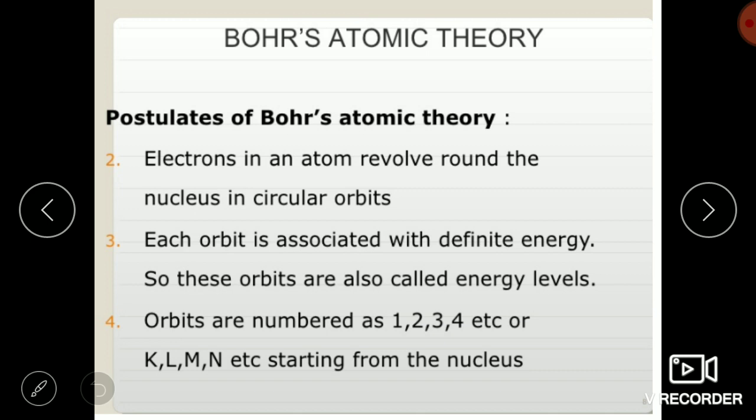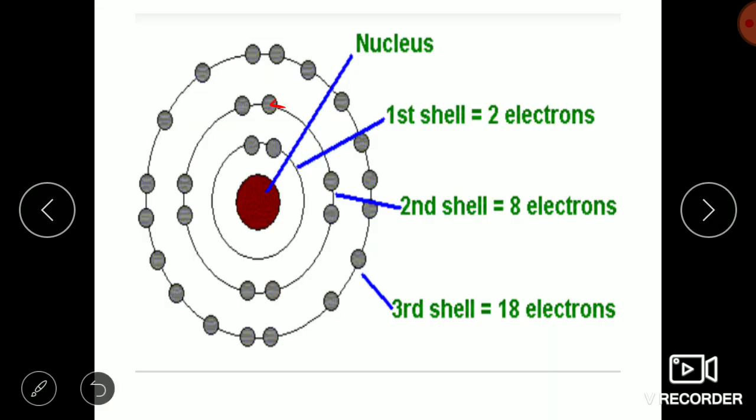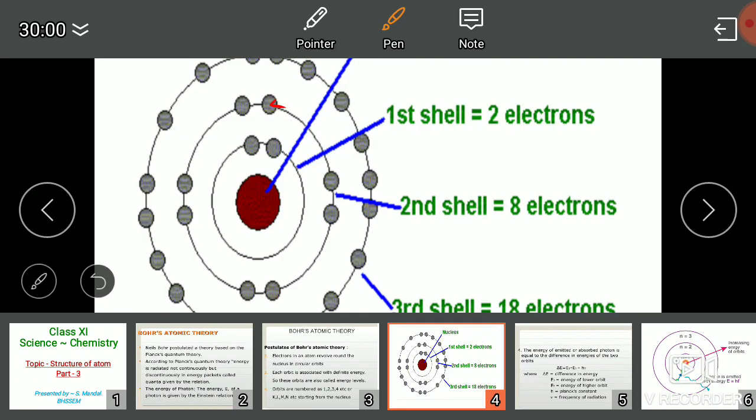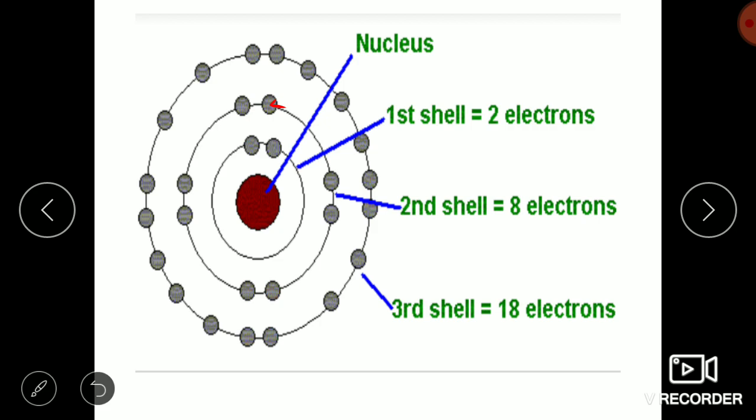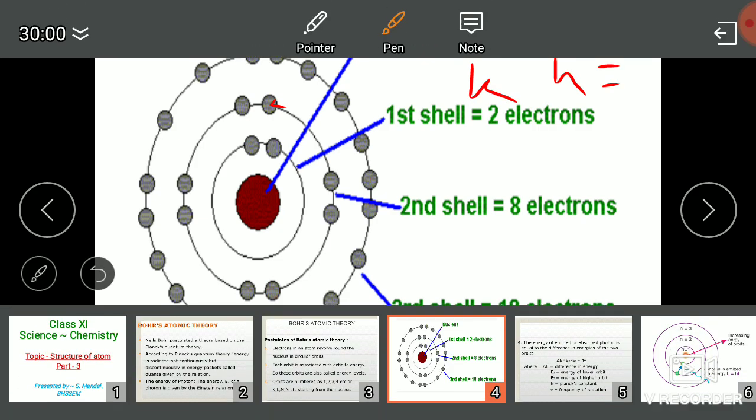Then the next point: orbits are numbered as 1, 2, 3, 4, etc., or as K, L, M, N respectively, starting from the nucleus. See here, from the nucleus the counting will start. So this is your nucleus. After the nucleus, you get the first orbit. What is the n value for the first orbit or first shell? The n value will be 1. This is the first shell, your K shell, and here the small n value is 1.